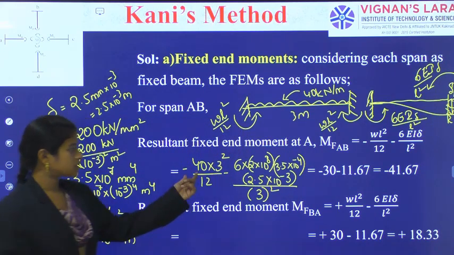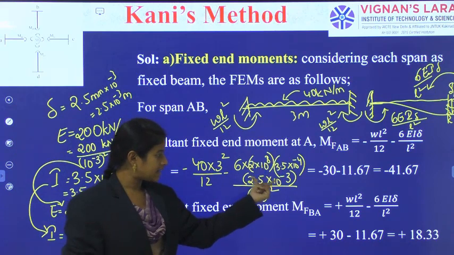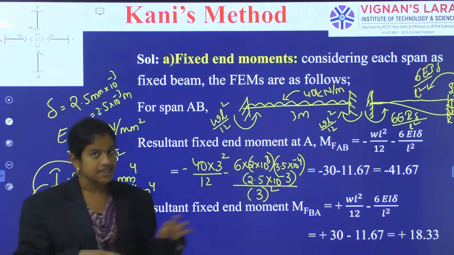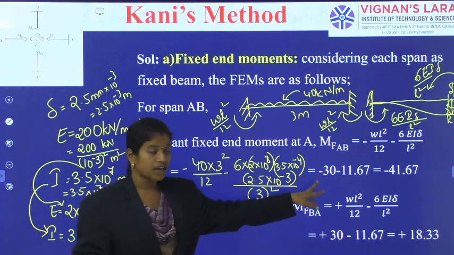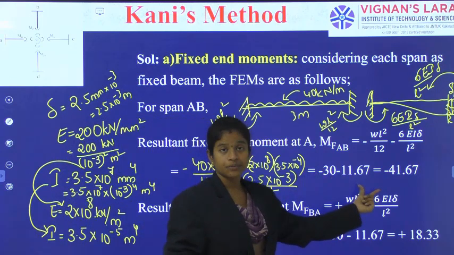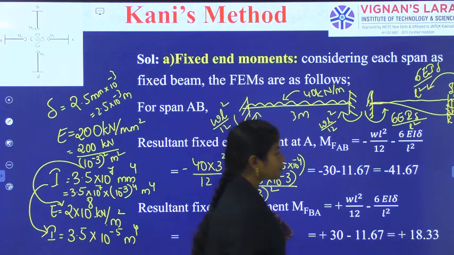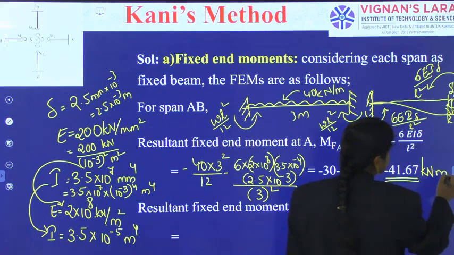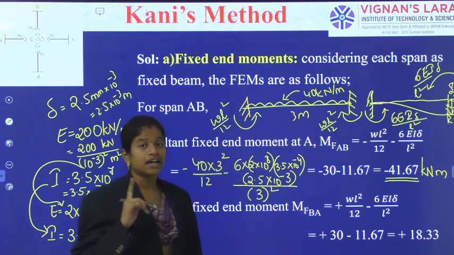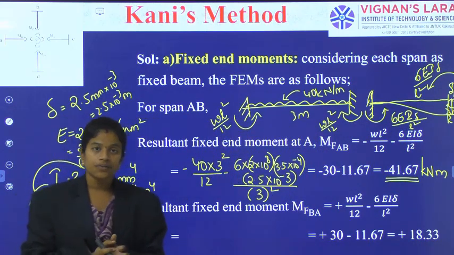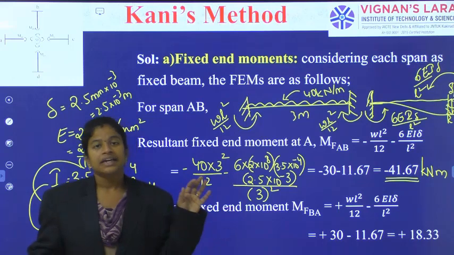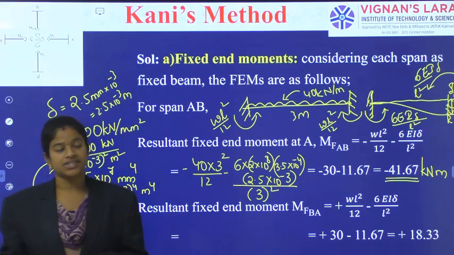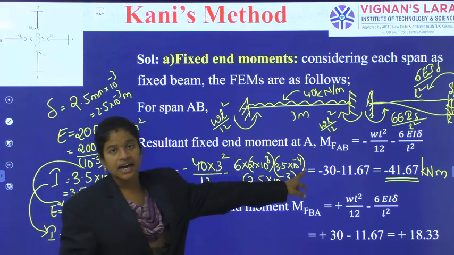So WL square by 12 minus 6 EI delta by L square, keeping everything in kilonewtons and meters, gives the final output as minus 30 minus 11.67, which is minus 41.67 kilonewton meter, as the resultant fixed end moment. It involves the fixed moment due to the loading and also the fixed moment generated due to the sinking action. So these two things are happening.